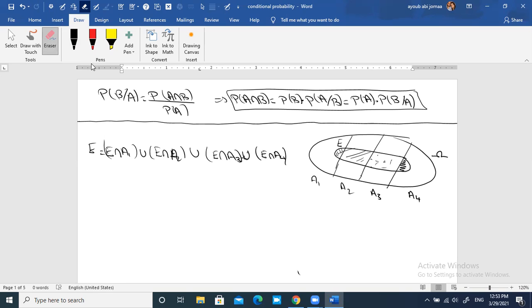Union means everything in E and all elements in A1. So this part is the intersection. So here, E intersection A1. The second part is E intersection A2, this one is E intersection A3, and this one is E intersection A4.